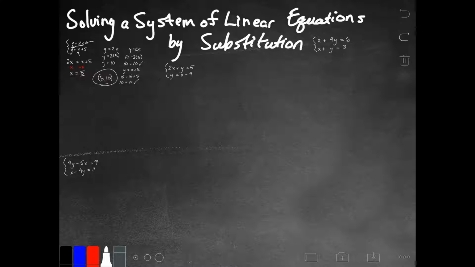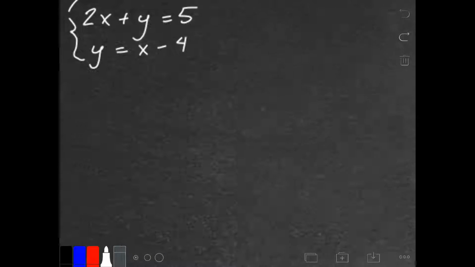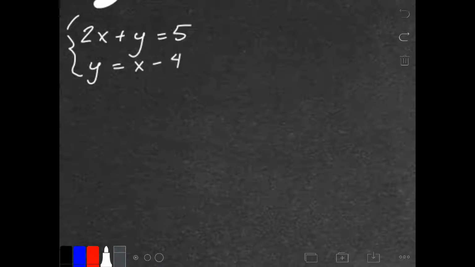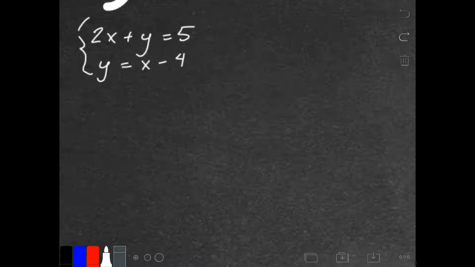So that's the first type of problem you'll see. The other one you'll see is an equation where they already have one variable solved in one of the equations. The other one does not. So in this example, 2x plus y equals 5. We don't have a variable by itself. y equals x minus 4.